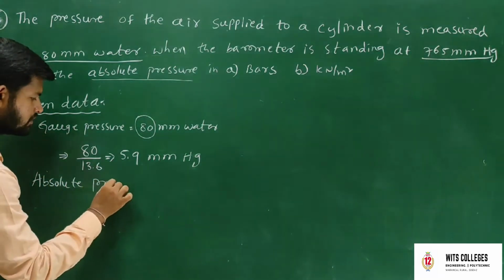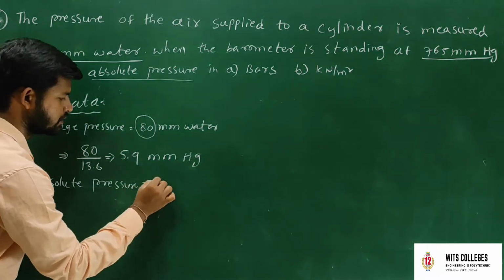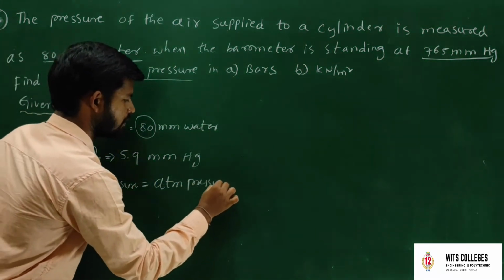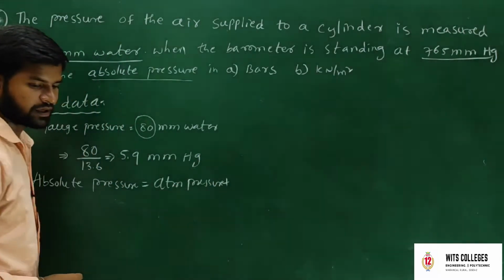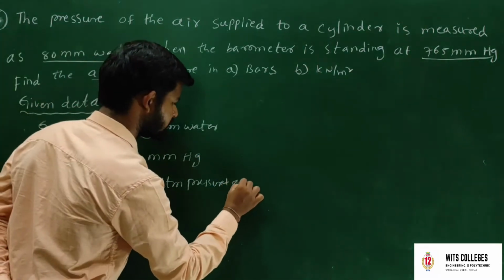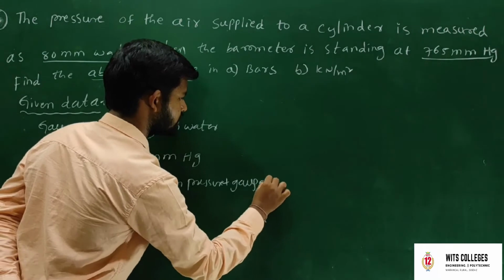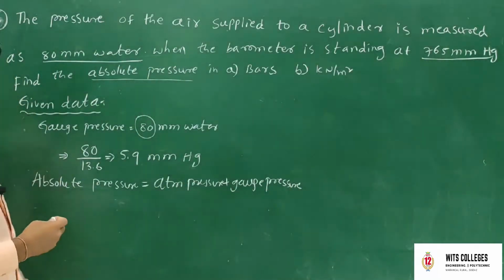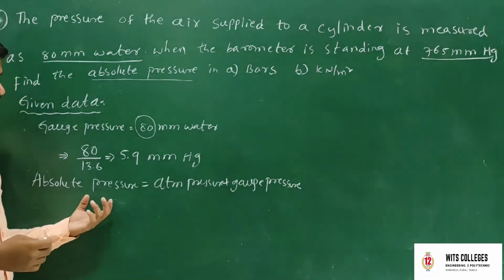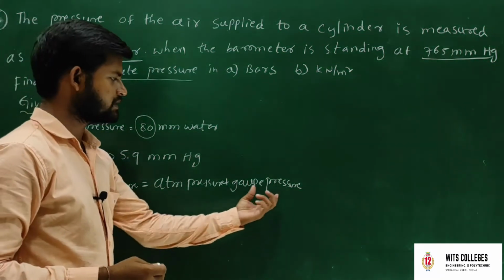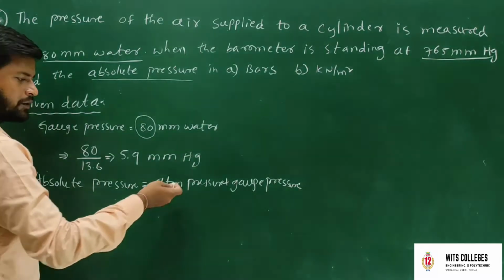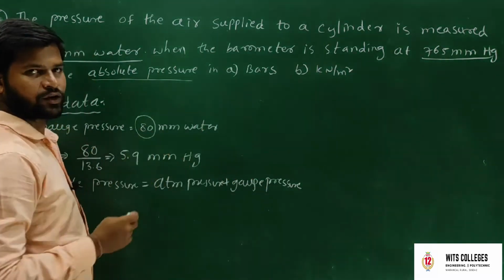Absolute pressure is equal to atmospheric pressure plus gauge pressure. Okay, we know from earlier classes that absolute pressure is equal to atmospheric pressure plus gauge pressure in the case of gas gauge, and in the case of vacuum, atmospheric pressure minus vacuum pressure.